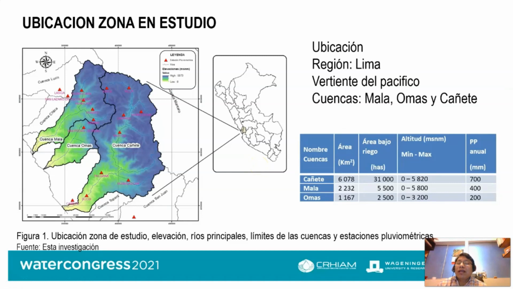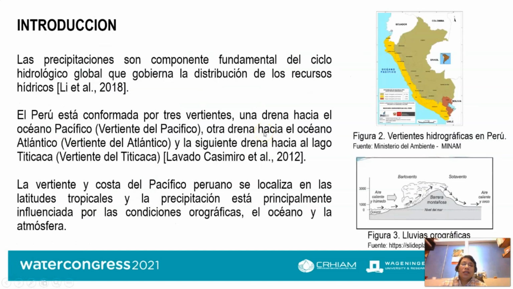The study considers three basins: Mala River Basin, Oma River Basins, and Cañete River Basin. They're located in the Lima region within the Peruvian territory, and they are part of the Pacific watershed. These are basins that are close to the Peruvian capital.